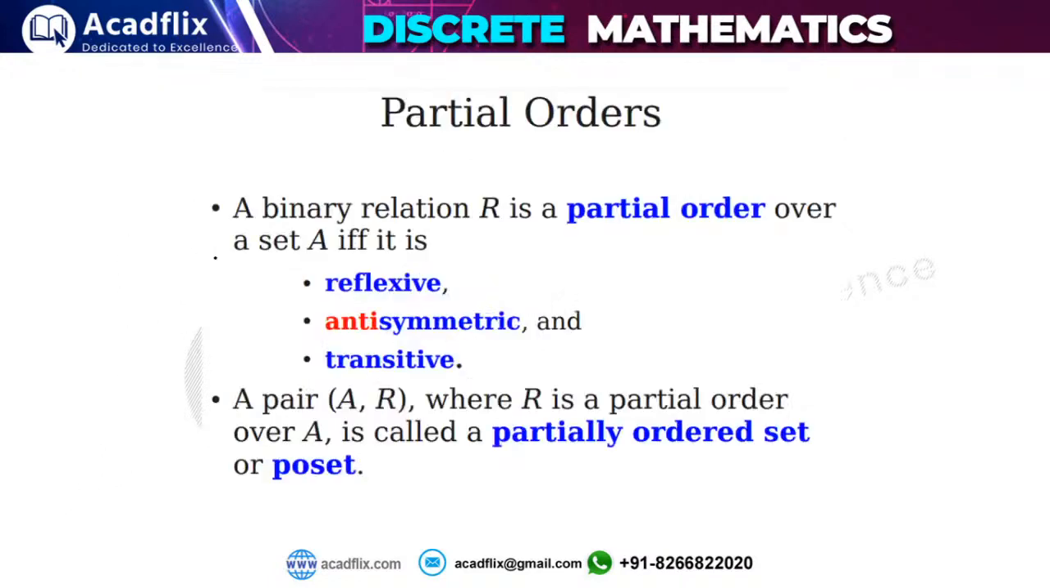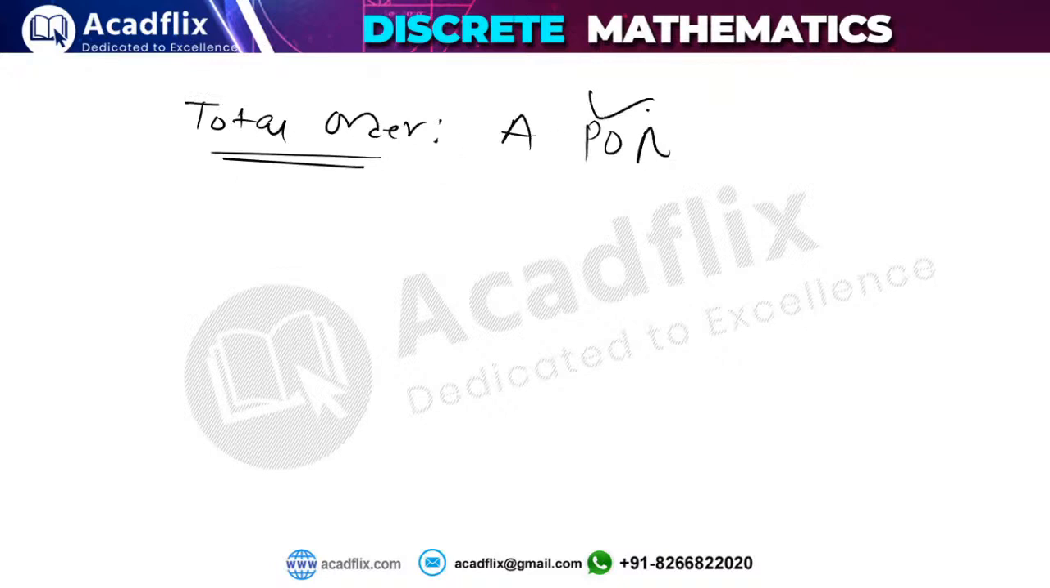Okay, so this is our partial order relation, and we have seen a few things. Now there is something called a total order relation. What is a total order relation? A total order relation means, first of all, it must be a partial order relation. This is the first condition.